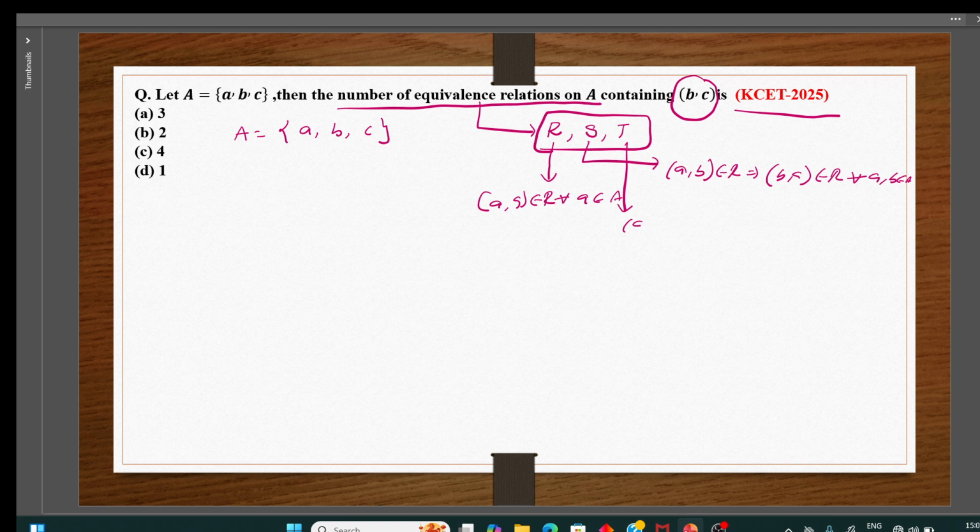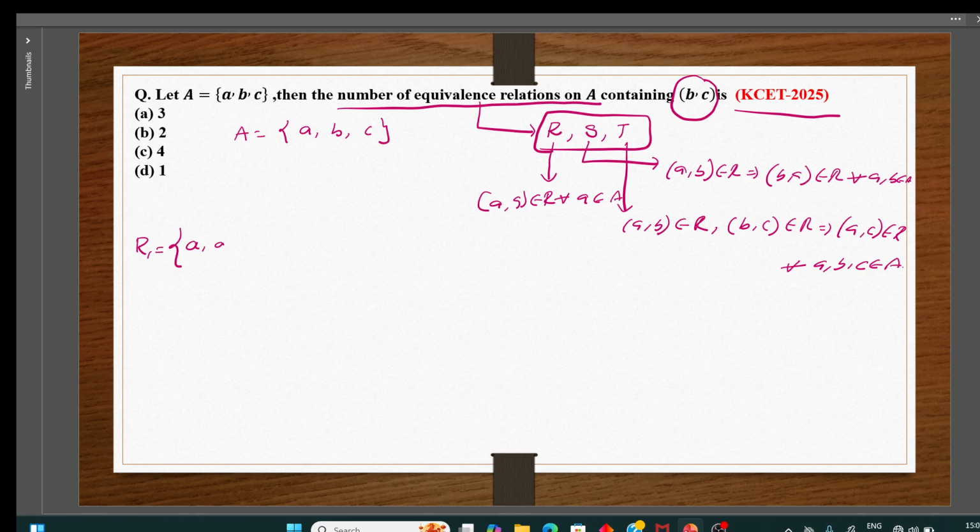Transitive means (a, b) belongs to R and (b, c) belongs to R implies (a, c) belongs to R, for all a, b, c belonging to A. So these three are the conditions of reflexive, symmetric and transitive. Given set A equals {a, b, c}, now find the number of equivalence relations on set A. First we check one relation R1, which has a, b, c.